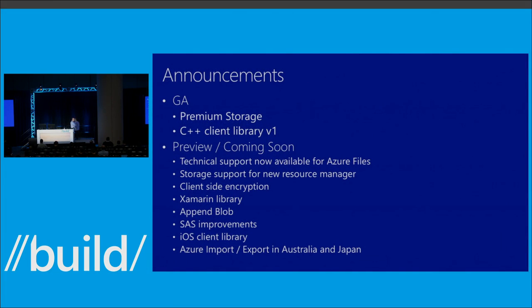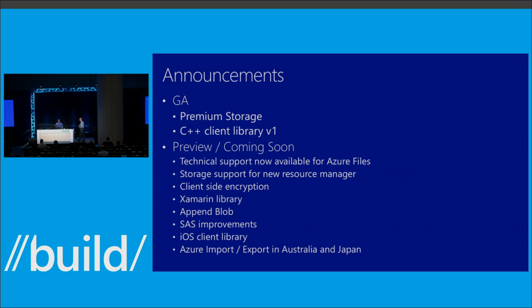And we've got two last topics. We'll talk about announcements and resources. Try to go quickly here. So just a quick summary of announcements. GA announcements: Premium Storage GA'd last week. Our C++ client library is GA'd as well now, so if you're using native code, go for it. Preview and things that are preview are coming soon.